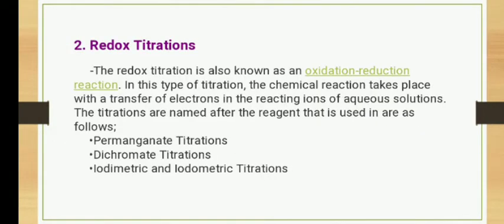The second one is the redox titrations. The redox titration is also known as an oxidation-reduction reaction. In this type of titration, the chemical reaction takes place with a transfer of electrons in the reacting ions of aqueous solutions. The titrations are named after the reagent that is used, and are as follows: the permanganate titrations, the dichromate titrations, and the iodimetric and iodometric titrations.